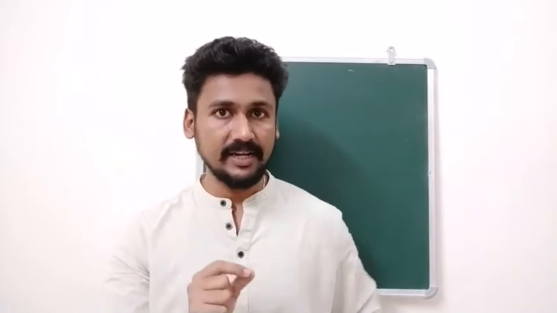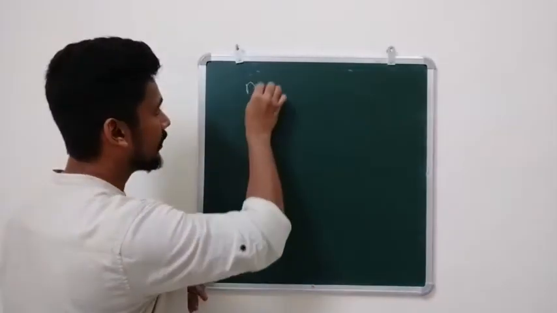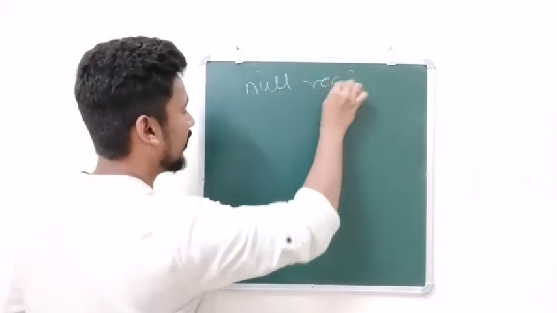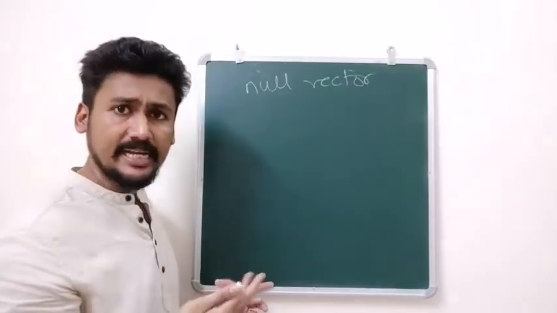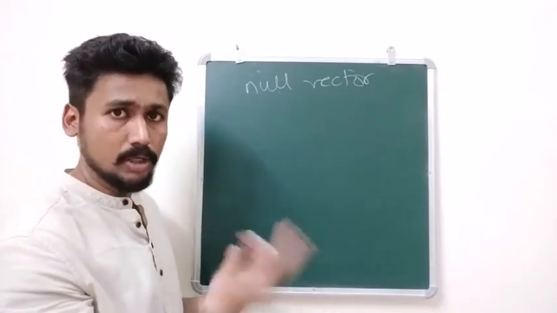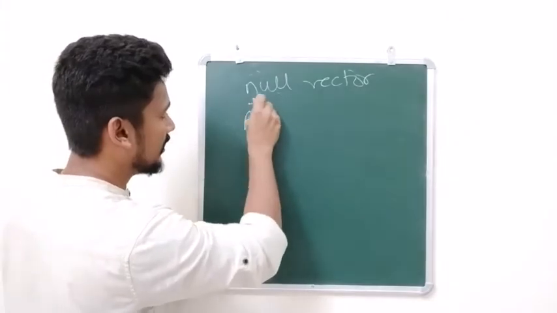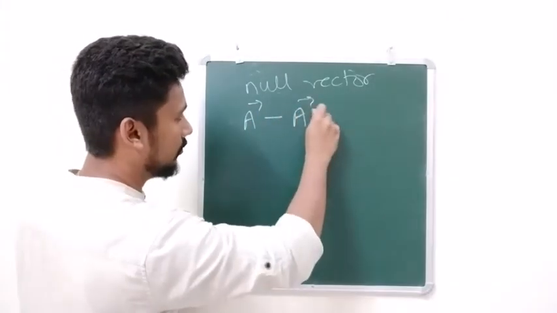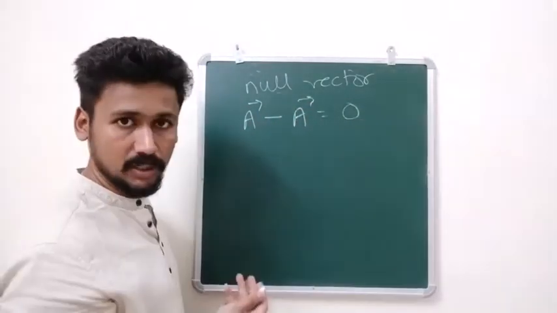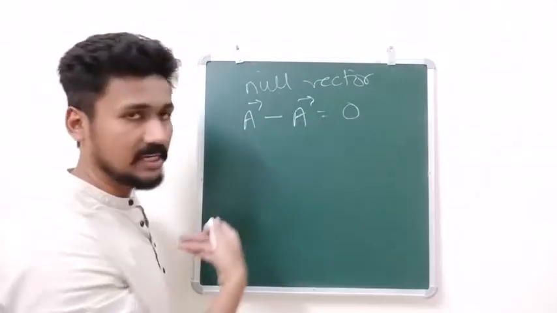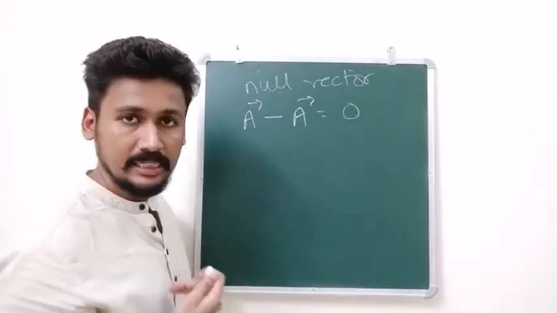Next, we will talk about the zero vector or the null vector. So what is a null vector? Obviously, you would have guessed. A null vector is a vector that has got zero magnitude. And how do you get a null vector? You simply subtract a vector from itself. So A minus A will be 0. Correct? So if you subtract a vector from itself, that will be called a null vector.